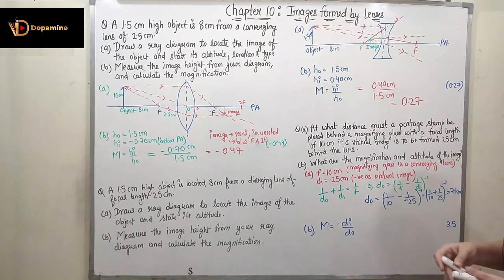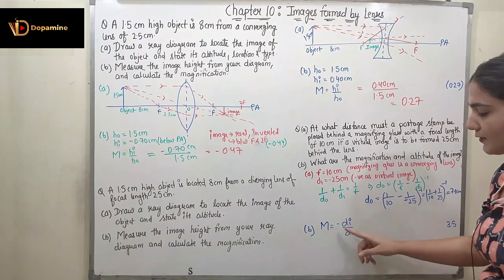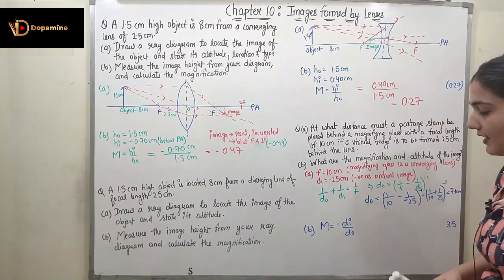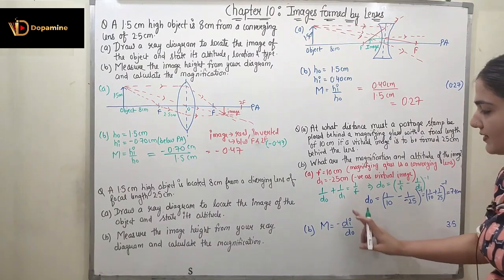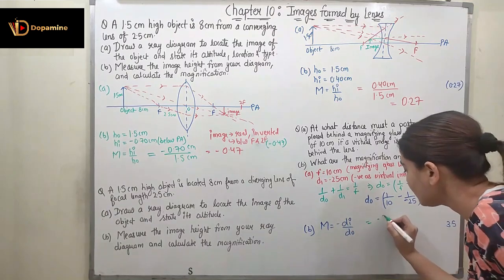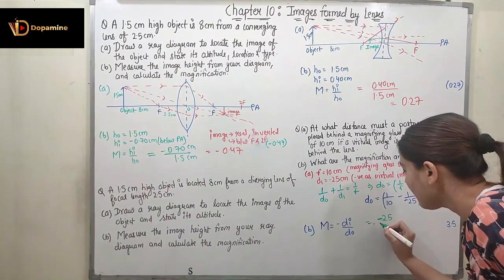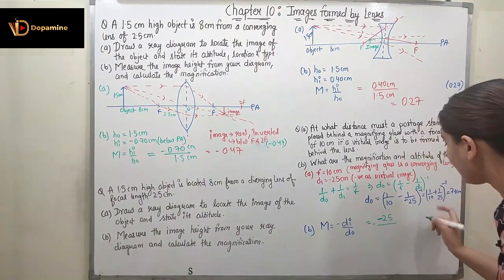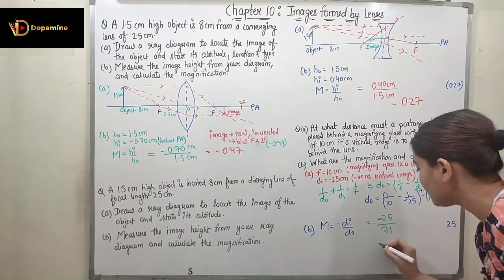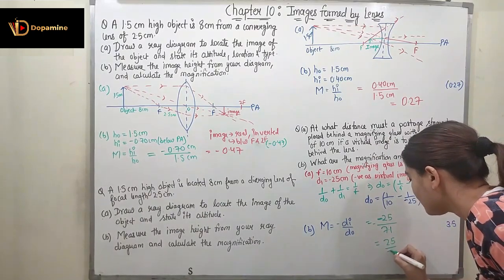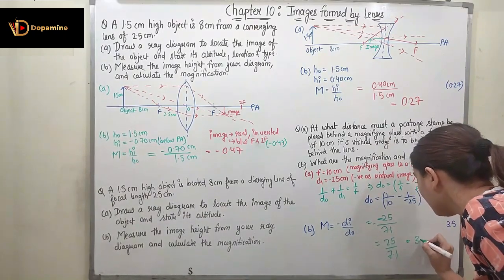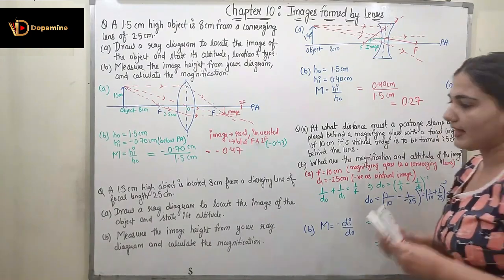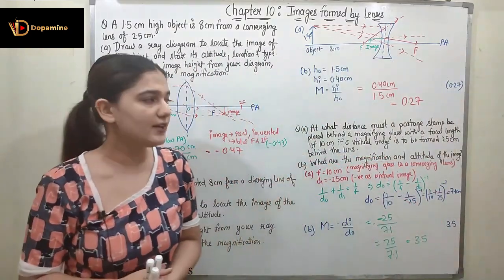Now coming to the second part, the magnification is equal to minus di upon d naught, right? So what is di? di is minus 25, so it will be minus of minus 25, and what is d naught? We have calculated it to be 7.1, so it will be 25 upon 7.1, which is equal to 3.5. So this is how you can calculate all of them. I hope you understood all of them. Thank you so much.